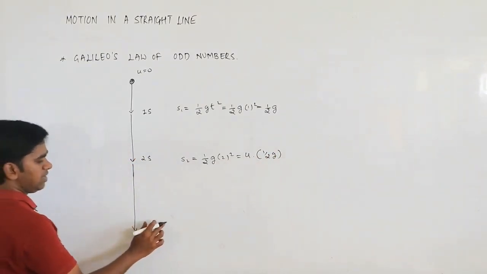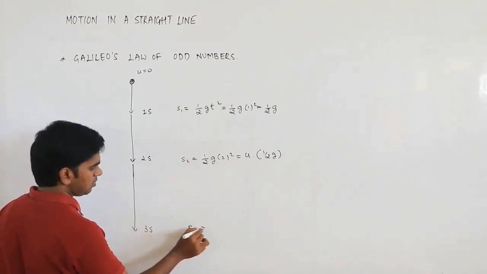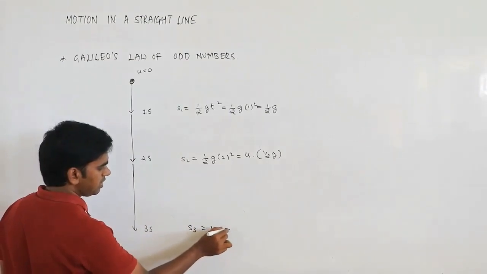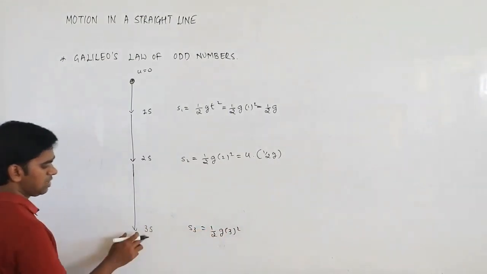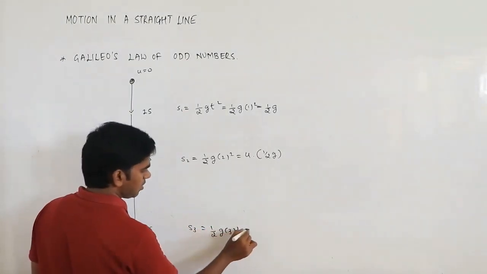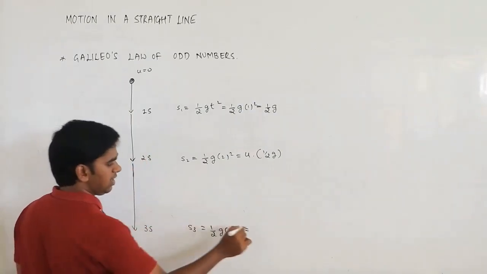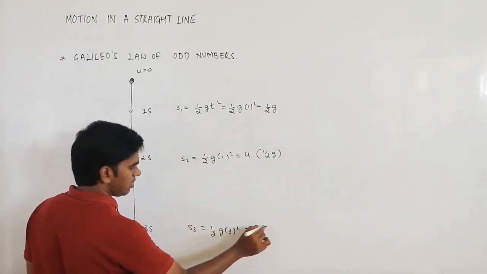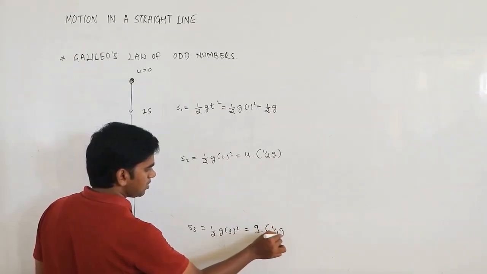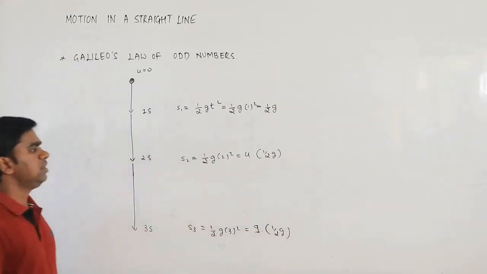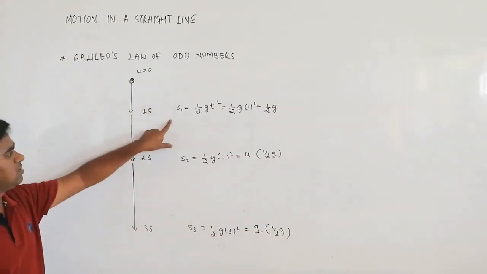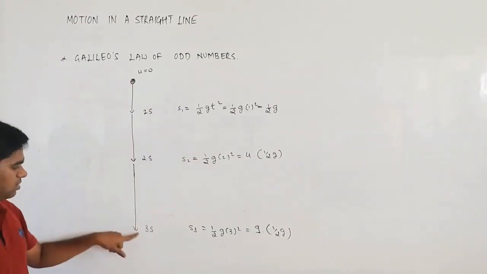Now the distance traveled in 3 seconds: S3 equals half g 3 squared, t equals 3 seconds. 3 squared is 9. I will take 9 outside and write half g as it is. So these are the distances traveled in 1 second, 2 seconds, 3 seconds.